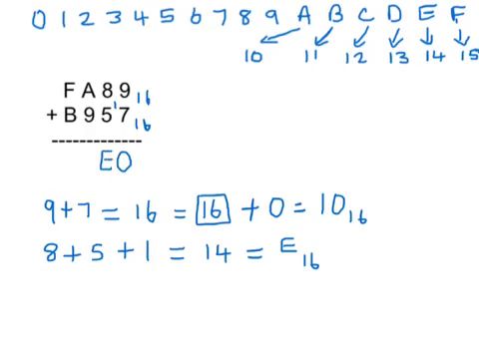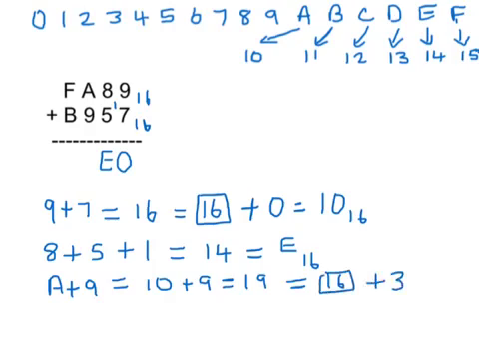For the next addition, we have A plus 9. And A plus 9, A in decimal is decimal 10, plus 9 is equal to 19. And 19 is one group of 16 plus 3. So as a hexadecimal number, 19 is 13, base 16. So we write that down. So we put down the 3 and we carry 1.